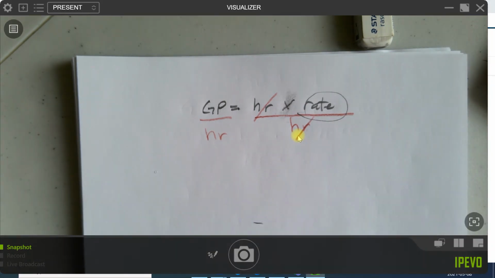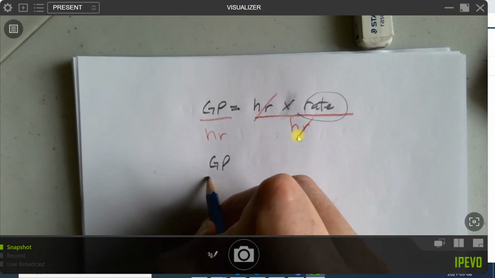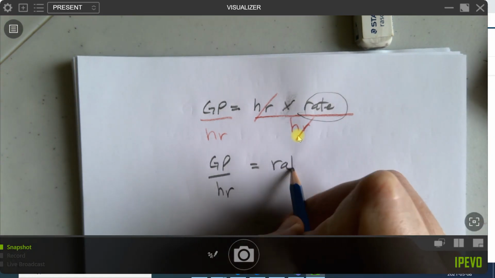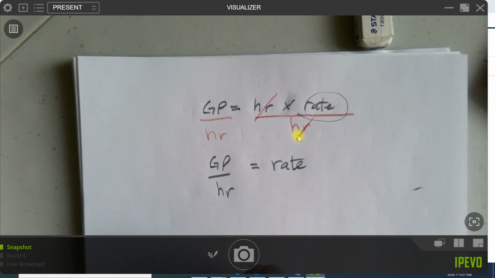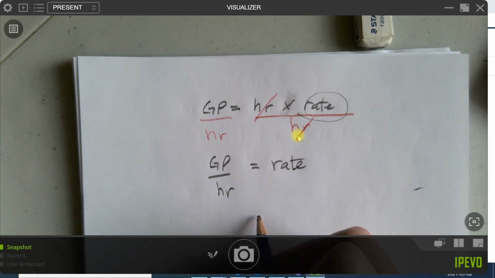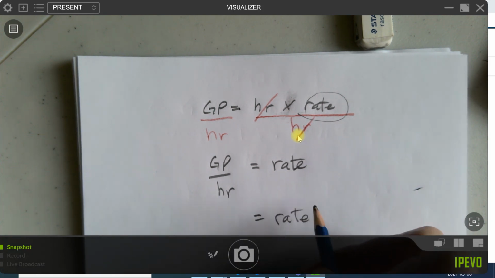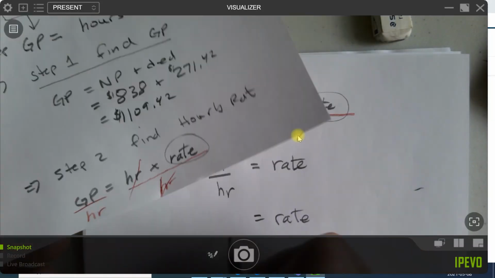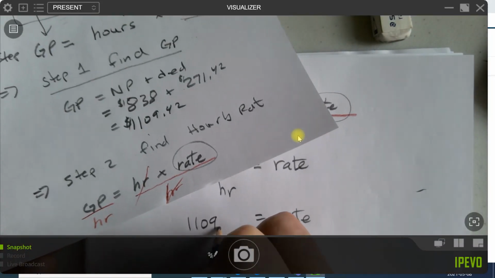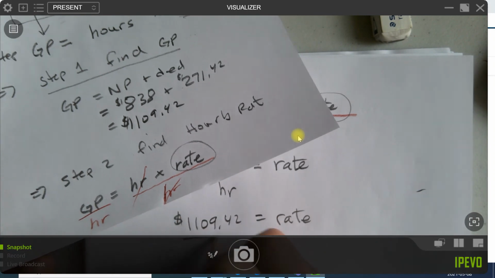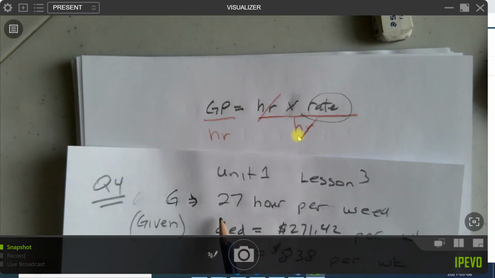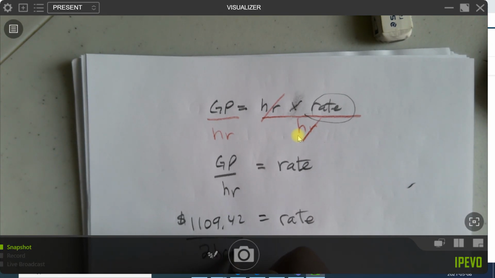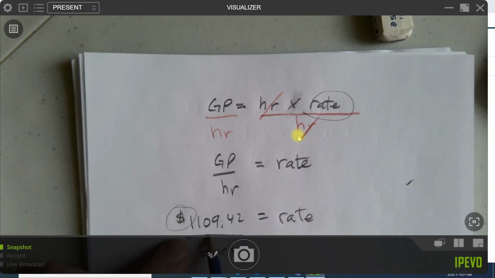So what do I get? I get gross pay divided by hours is equal to my pay rate. And that's what I got to find. Okay? So what is my gross pay? Well, remember the gross pay we figured out last time, $1,109.42 divided by the hours. Remember the hours was given. It was 27 hours. So divided by 27 hours. And there's our units. It's going to be dollars per hour.